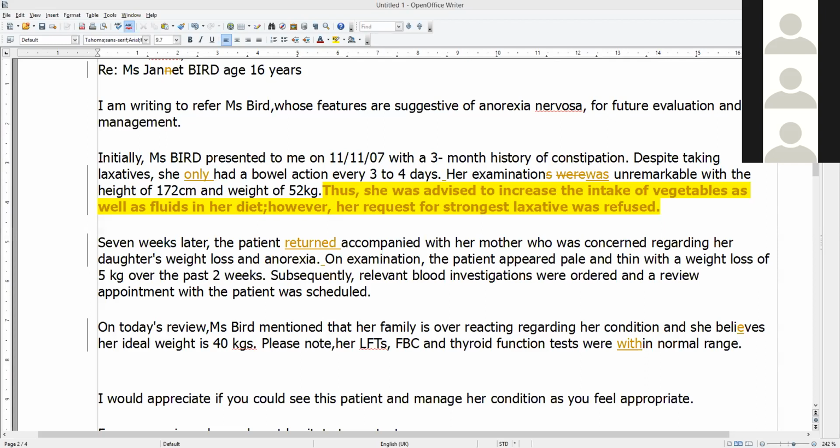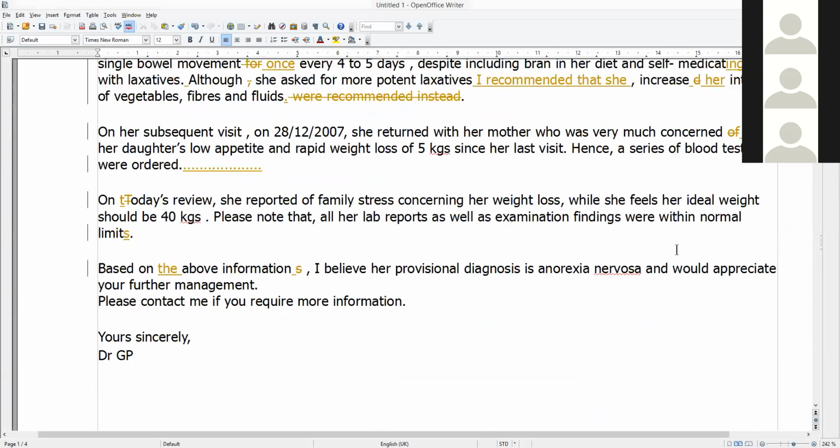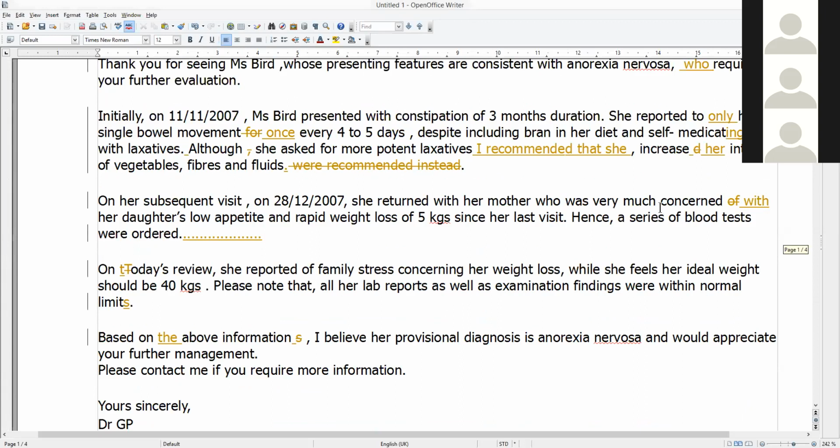I will send some words like with, for, since, over. These are most common in writing. Again, if you've got some particular example sentences, for example here, concerned of, well, concerned with.